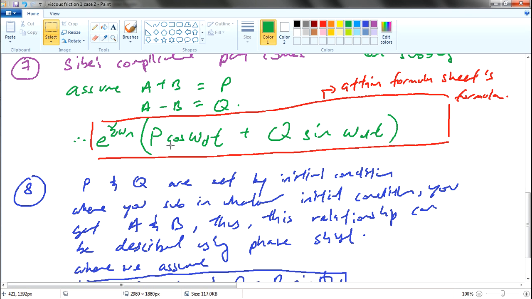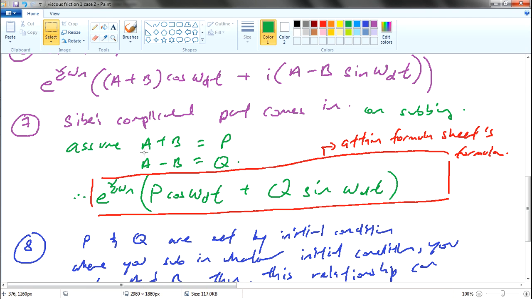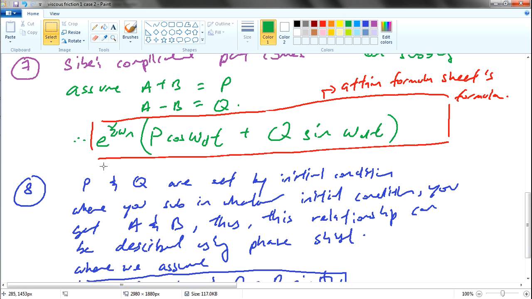What I mean by P and Q being set by initial condition is that A plus B equals P. If you remember, when you solve a differential equation, the values of A and B can only be found when you sub in your initial conditions. So A and B depend on the initial condition, and therefore P does too, and since Q depends on A minus B, also in terms of initial condition, P and Q are set by initial condition.